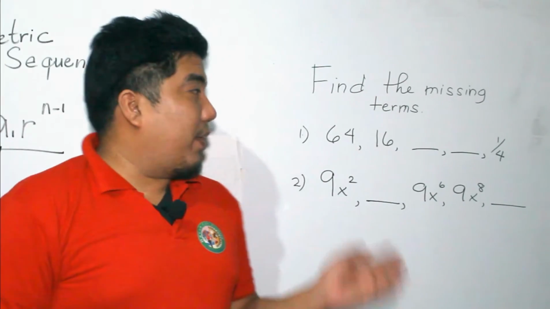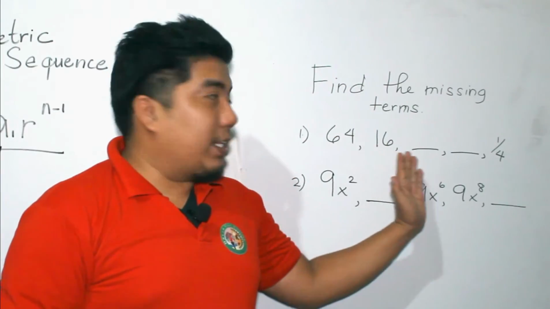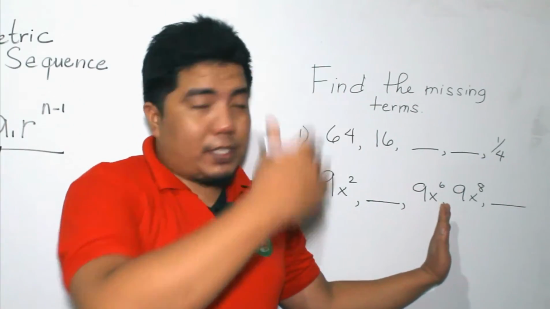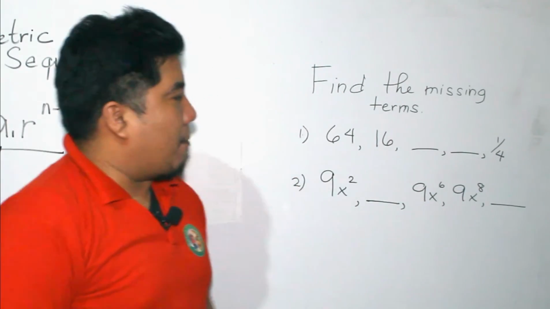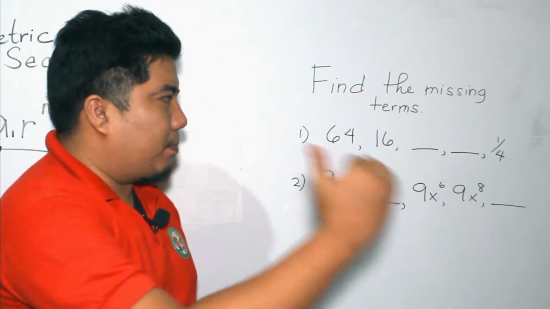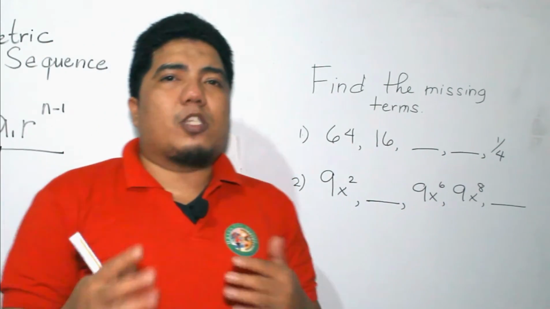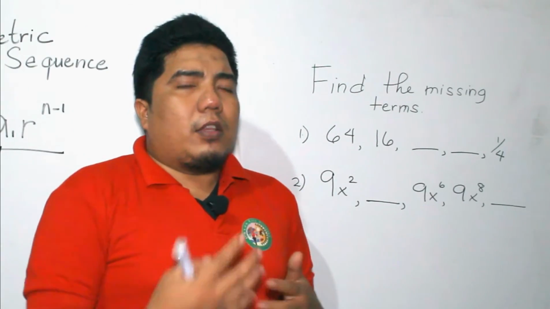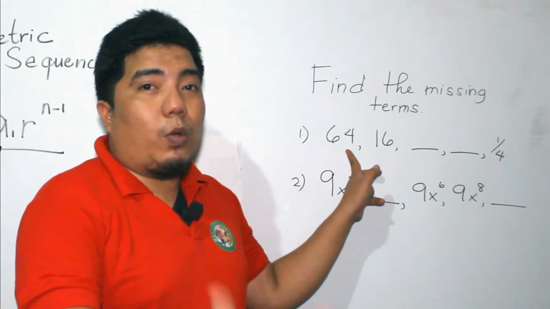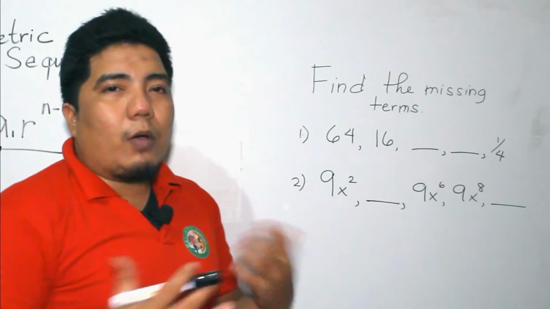Okay, math learners, we have here 2 more examples for finding the missing terms. The given are 64, 16, blank, blank, 1/4. The other one is 9x squared, blank, 9x to the power of 6, 9x to the power of 8, blank. Okay, now, let's check first here. 64, 16, blank, blank, 1/4. As you can see, this is going down, right? Okay, so therefore, if it is going down, technically speaking, there is a fraction that is being multiplied. Why? Because if you multiply it with a whole number, this will go bigger, right? Okay, but it goes smaller. So how do we get this?